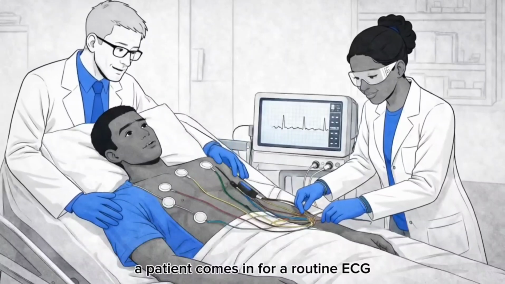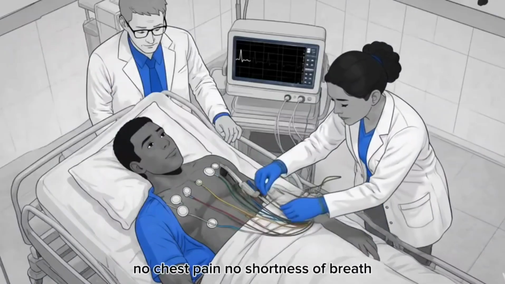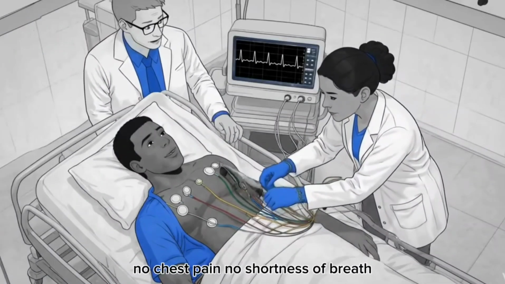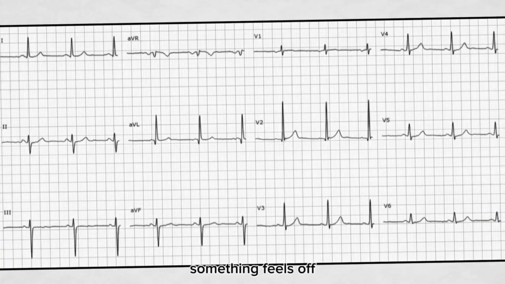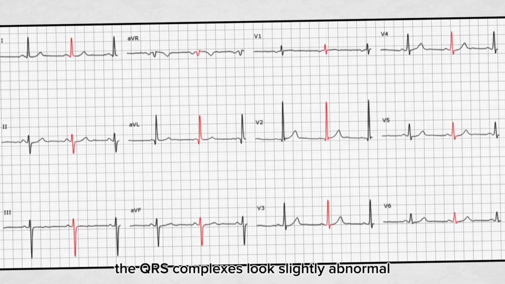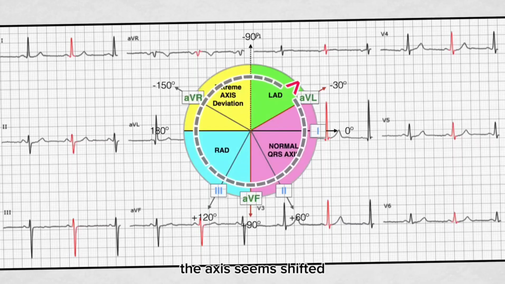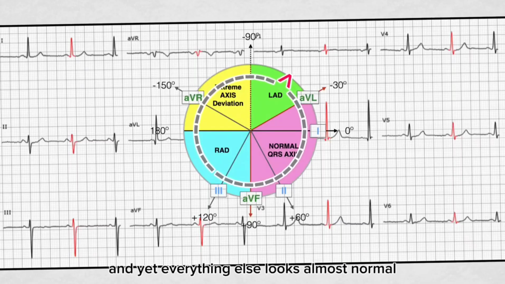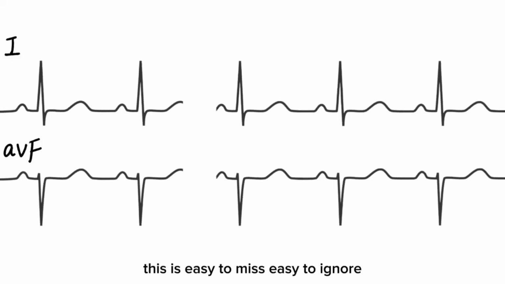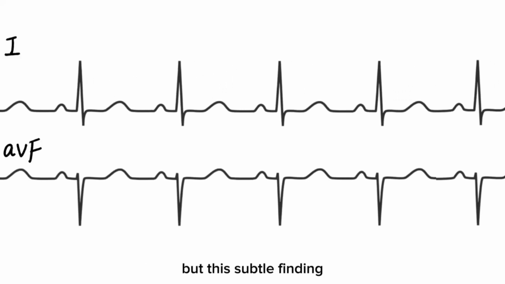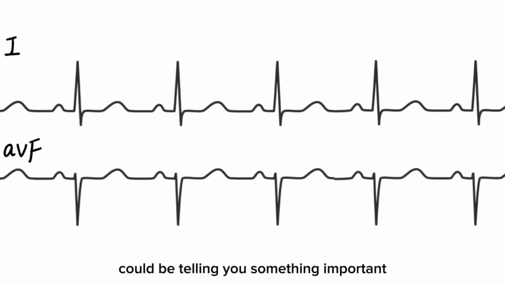A patient comes in for a routine ECG. No chest pain, no shortness of breath, nothing dramatic. But when you look at the ECG, something feels off. The QRS complexes look slightly abnormal. The axis seems shifted, and yet everything else looks almost normal. This is easy to miss, easy to ignore. But this subtle finding could be telling you something important.